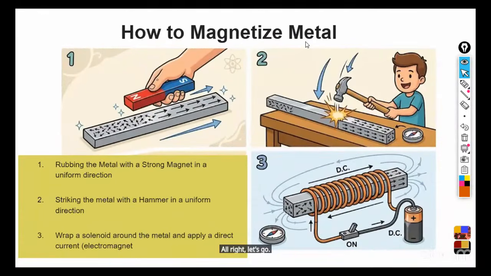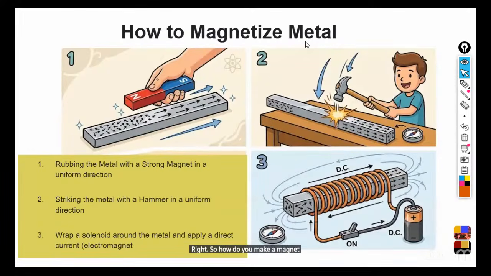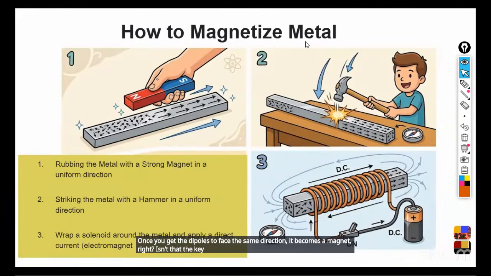Right. So how do you make a magnet? Remember, what makes a magnet a magnet? Once you get the dipoles to face the same direction, it becomes a magnet, right? And isn't that the key to being a magnet? To make sure your dipoles are facing the same direction.